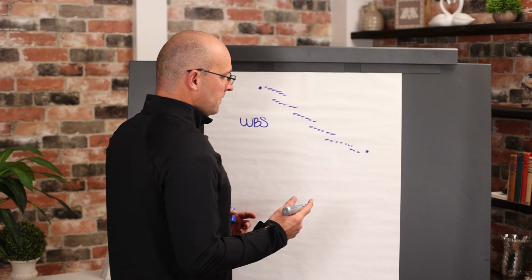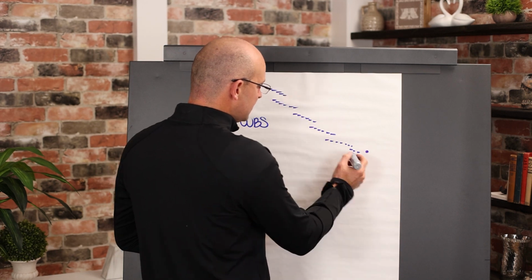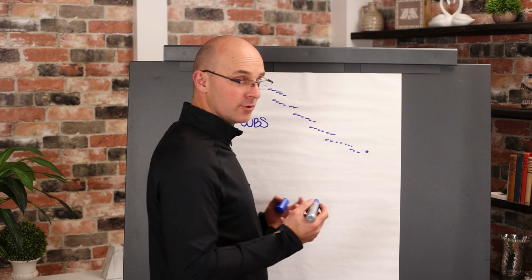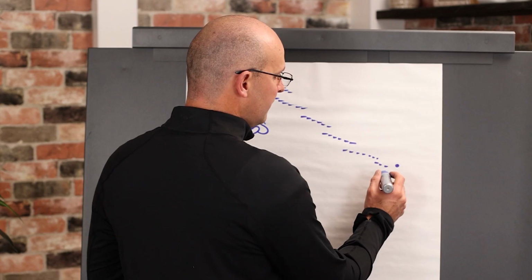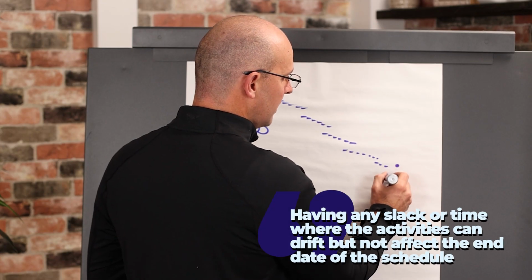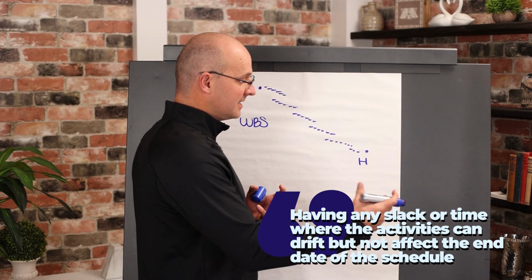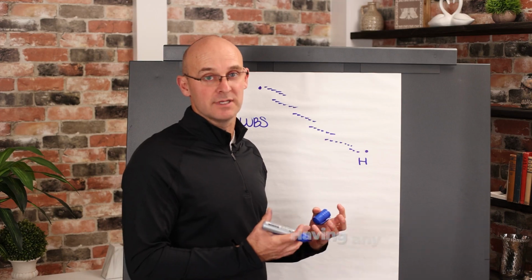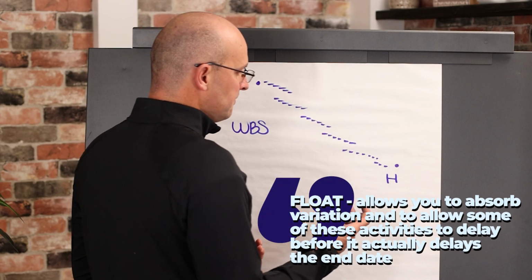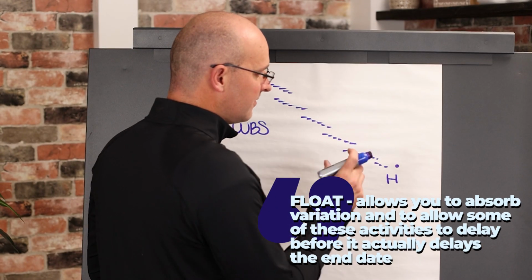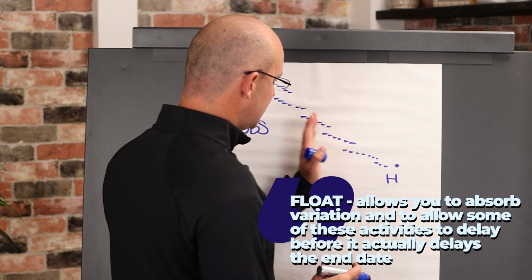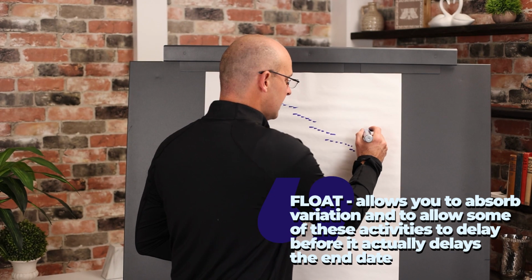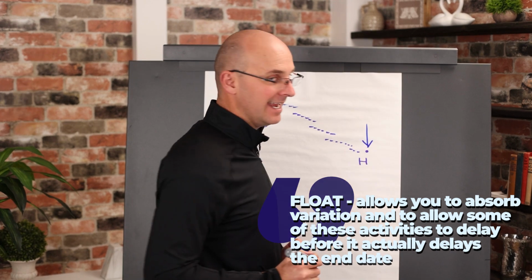So float would be if in any of these activities, which would be called free float, or in the overall project, total project float or project float, you have any slack or time where those activities can drift but not affect the end date of the schedule. That's actually a perfect explanation, okay? So float allows you to absorb variation and to allow some of these activities or the entire string of activities to delay before it actually delays the end date.